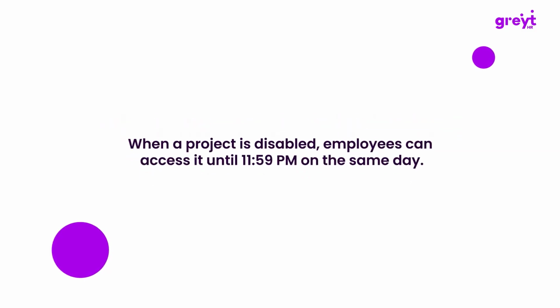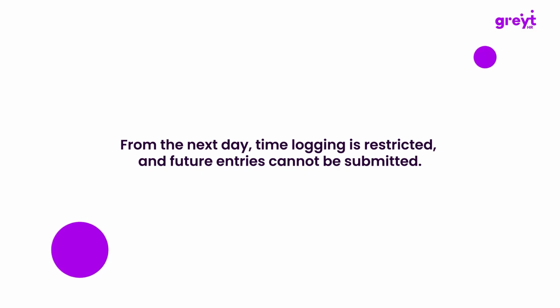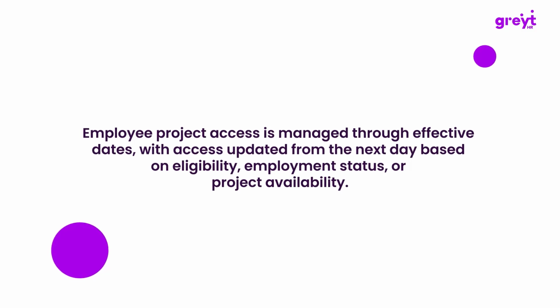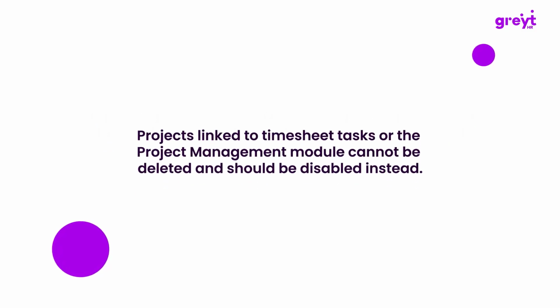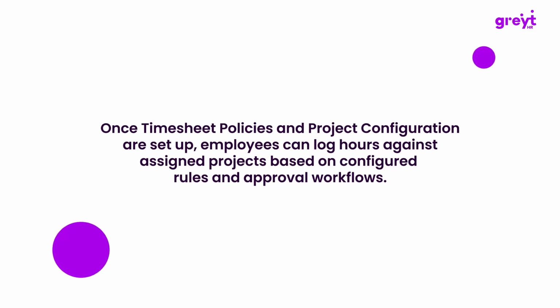When a project is disabled, employees can access it until 11:59 p.m. on the same day. From the next day, time logging is restricted and future entries cannot be submitted. Employee project access is managed through effective dates, with access updated from the next day based on eligibility, employment status, or project availability. Projects linked to timesheet tasks or the project management module cannot be deleted and should be disabled instead. Once timesheet policies and project configuration are set up, employees can log hours against assigned projects based on configured rules and approval workflows.